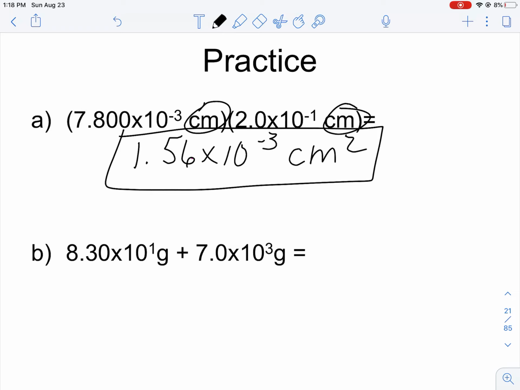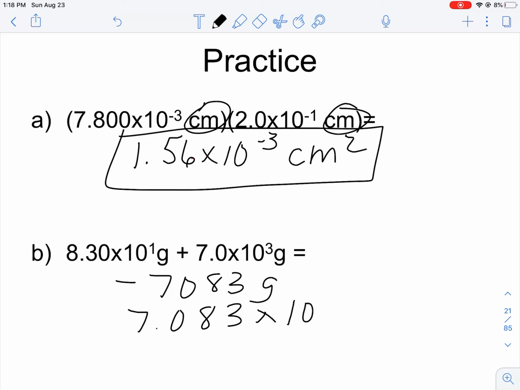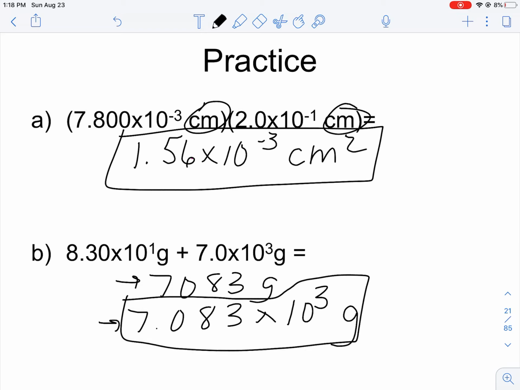Okay, and then we've got B as 7,083 grams. Remember, the rule is kind of 10 to the third or greater. I'm pretty lenient on this, though. I would not mark down if you gave me the first or the second. Okay, subtraction, so we just simply write down the units.